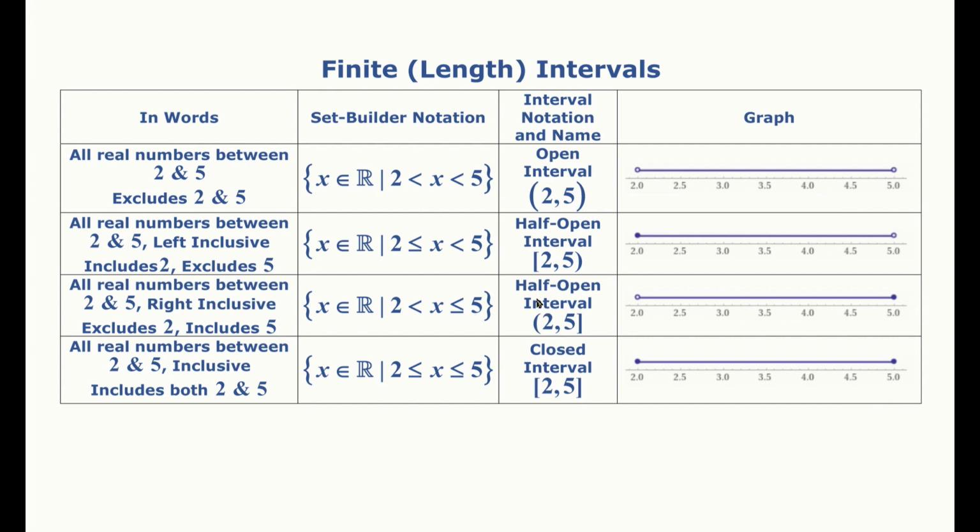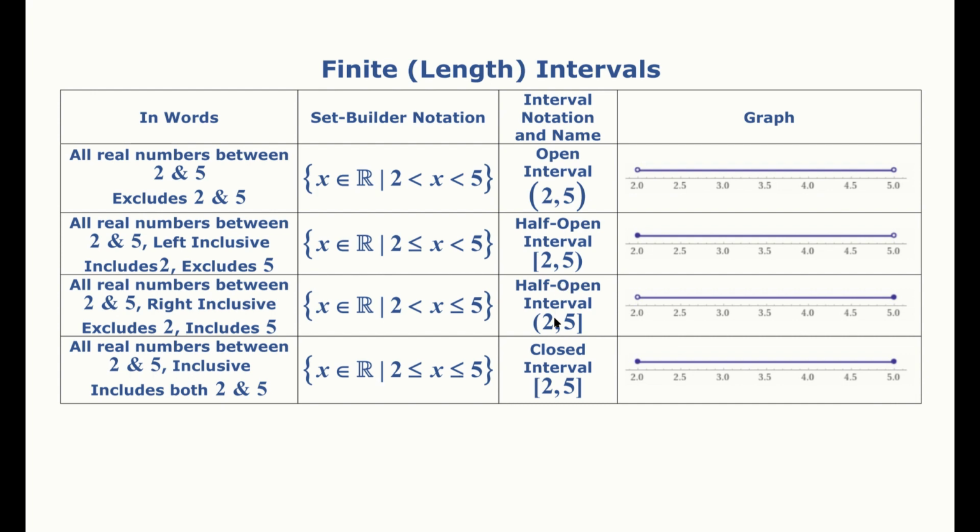So in interval notation, it'll look like this. Parenthesis 2 comma 5 bracket, because this time we want to include the 5 but not the 2. Remember, when you include it, use a bracket next to it. And of course, open circle at 2 because it's not included, closed circle at 5 because it is included. All real numbers between 2 and 5, right inclusive.